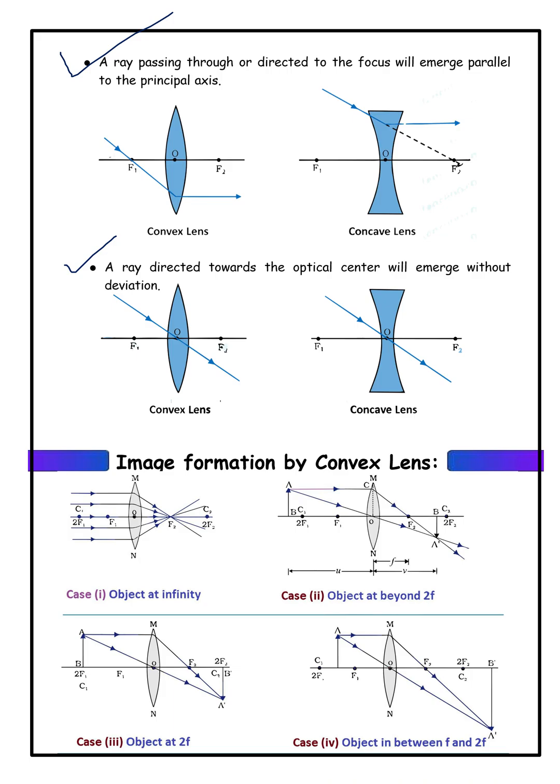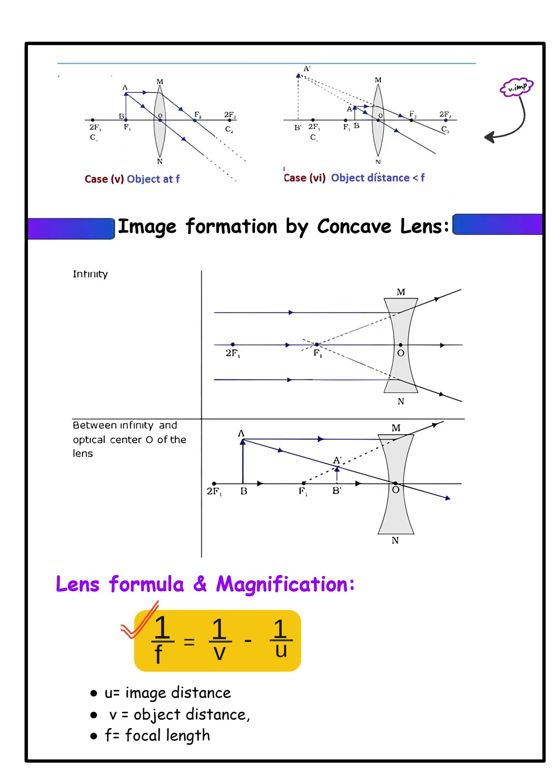We don't know where the object is, so that is at infinity. Case 2, object at beyond 2f. You see it on the screen. Then the third one is object at 2f, and the fourth case is object between f and 2f. So you have to learn where the object is and how the image formation looks like.